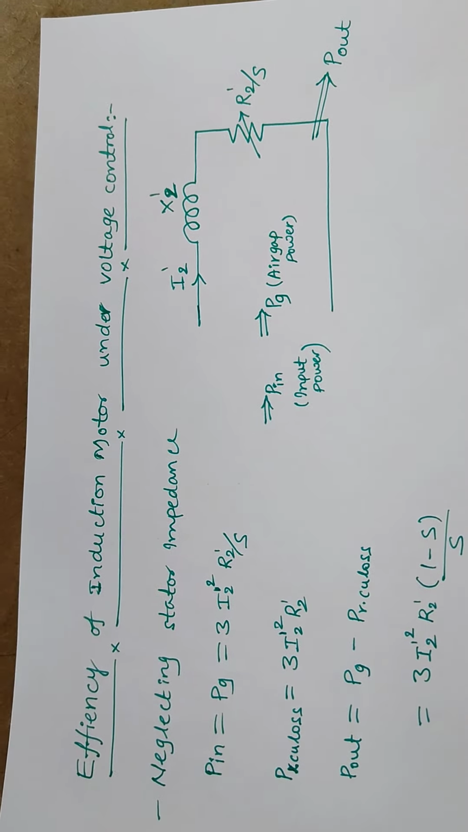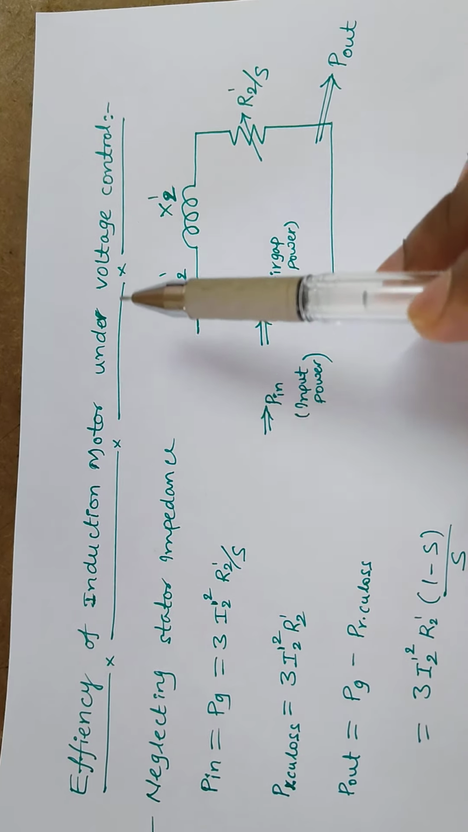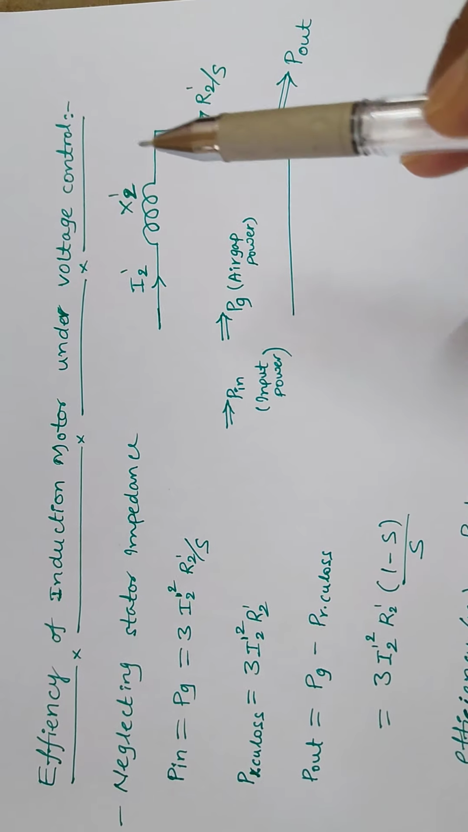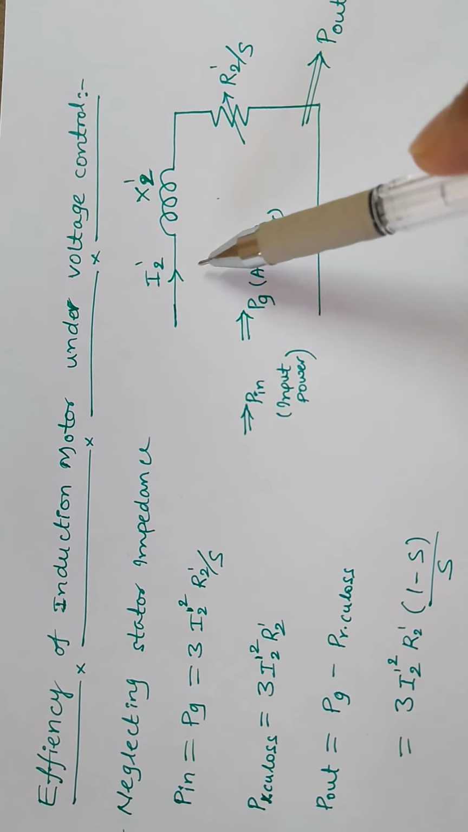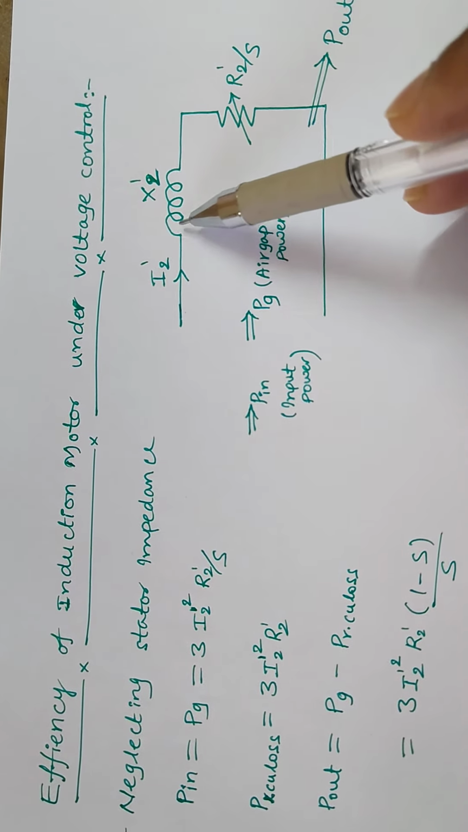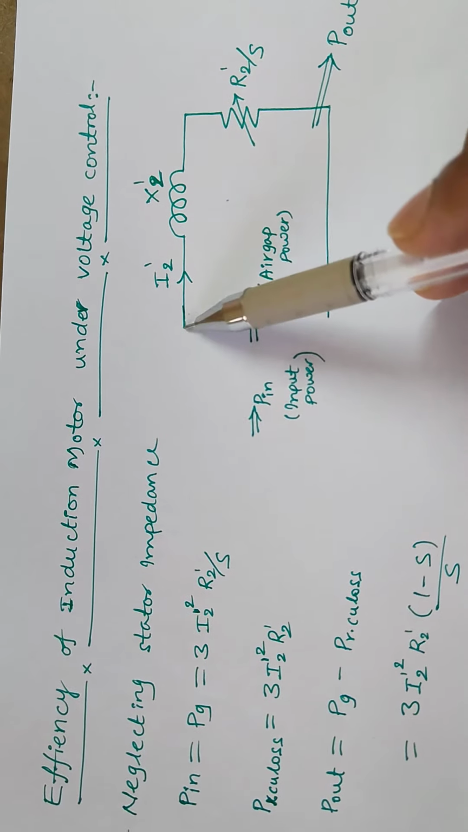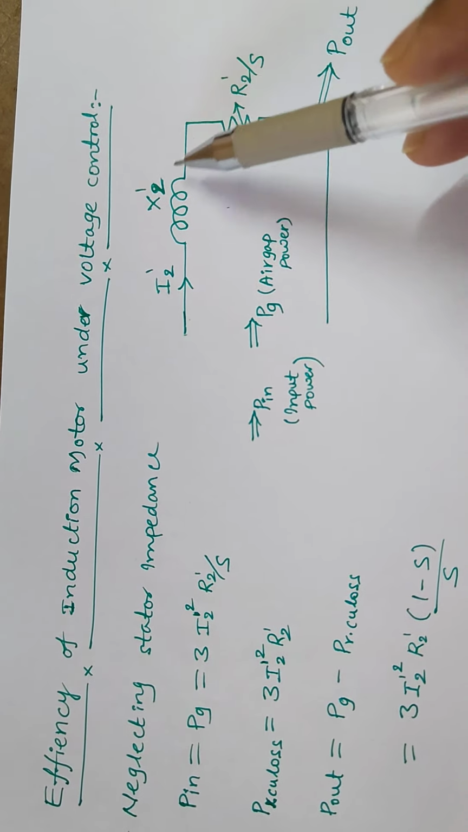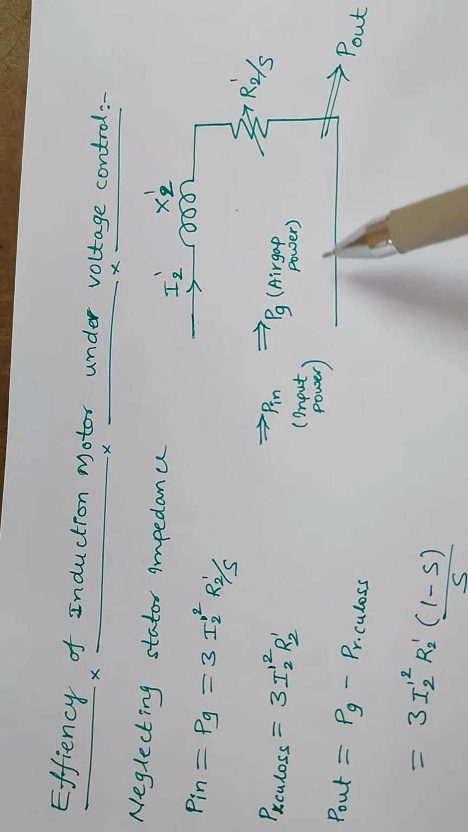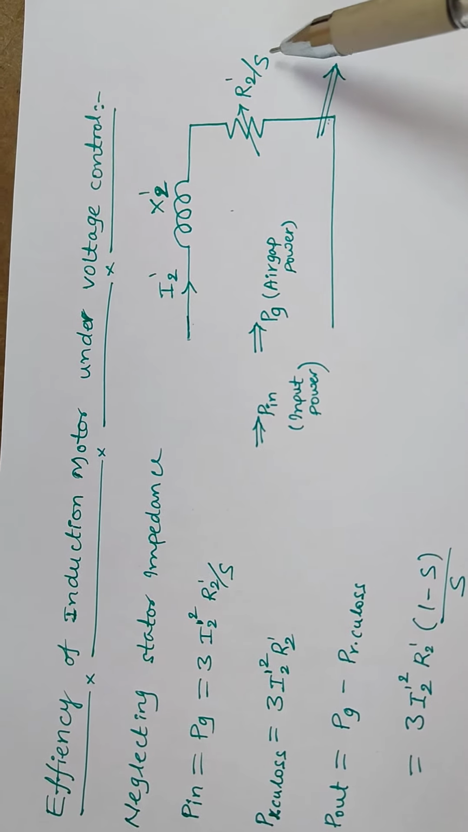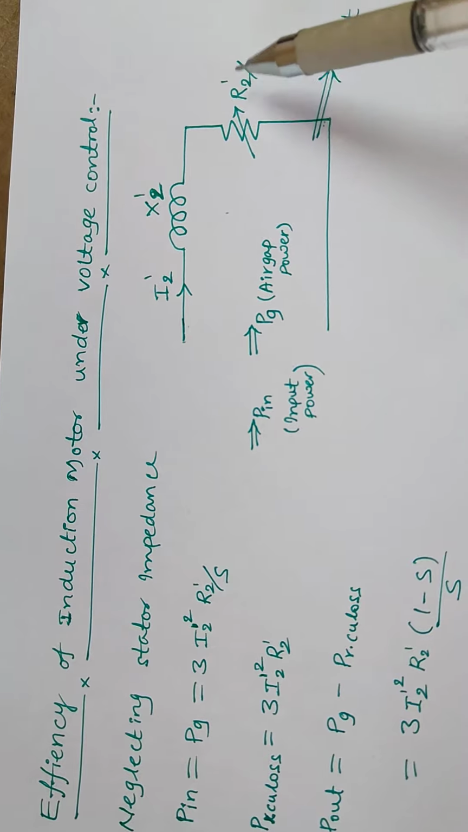So next we will see the efficiency of the induction motor under voltage control. How to calculate the efficiency of the induction motor under voltage control? Let us assume I have considered only the rotor side equivalent circuit. This is your reactance X2 dash and R2 dash by S is the resistance, because slip will come as this is the mechanical component.